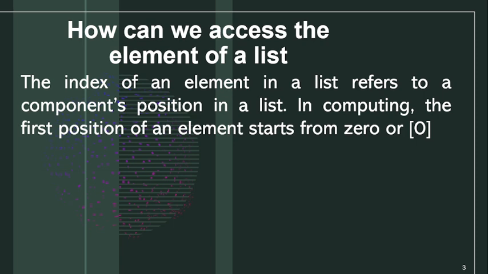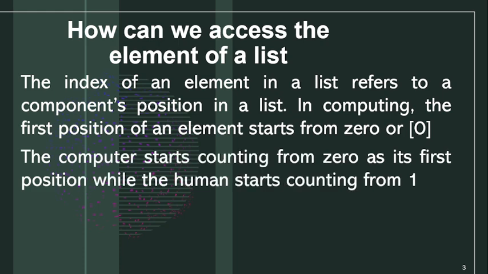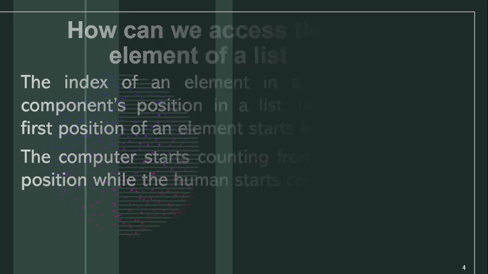In computing, the first position is known as position 0. Take note of that, position 0. You might start counting from 1 and say position 1, but in computing we start counting from position 0. So that is what I want you to take note of right now.